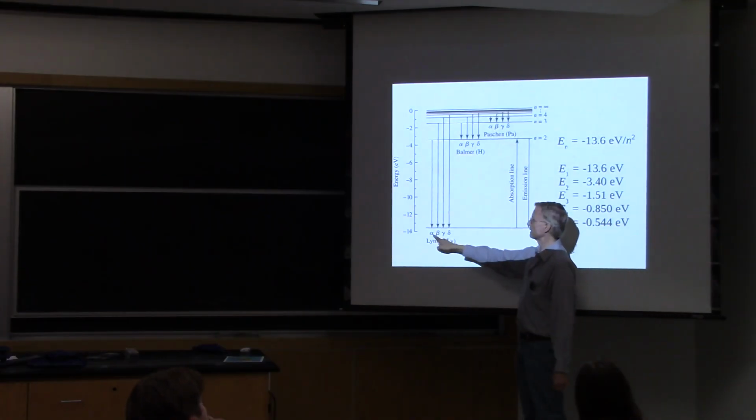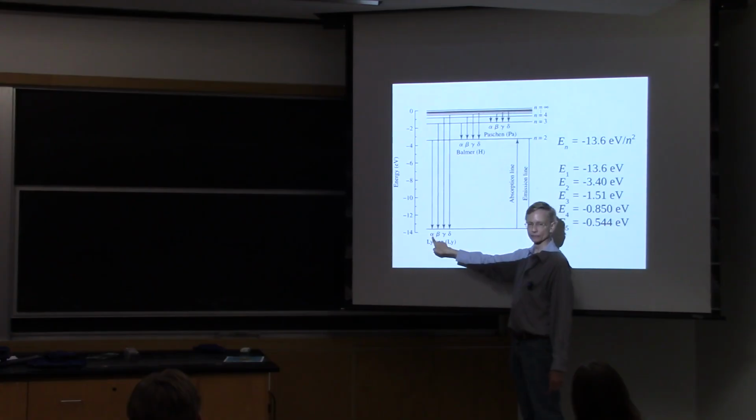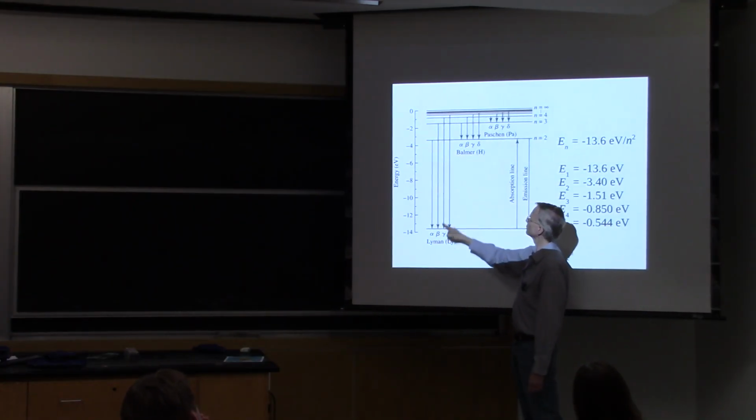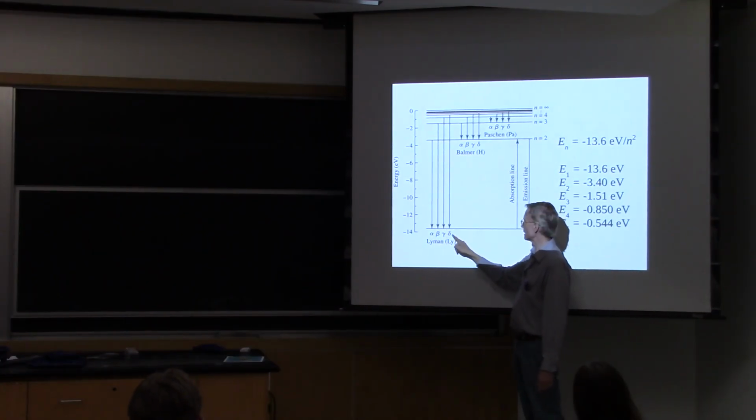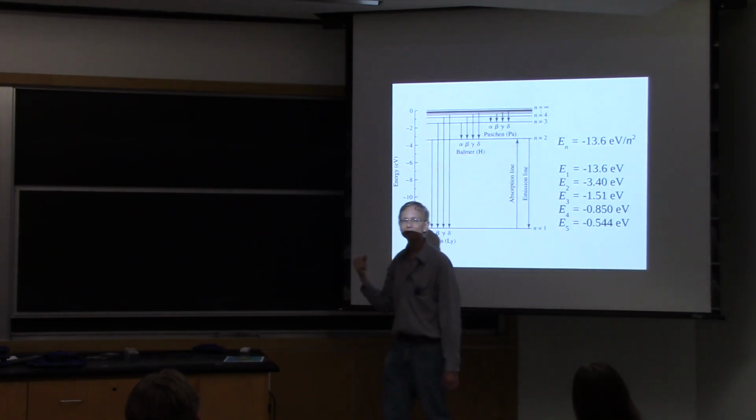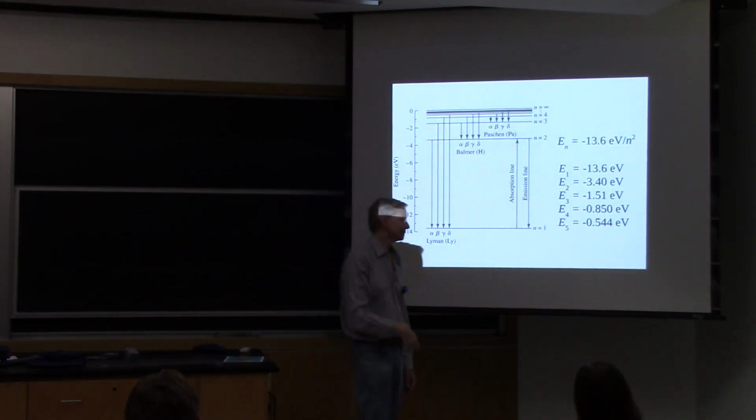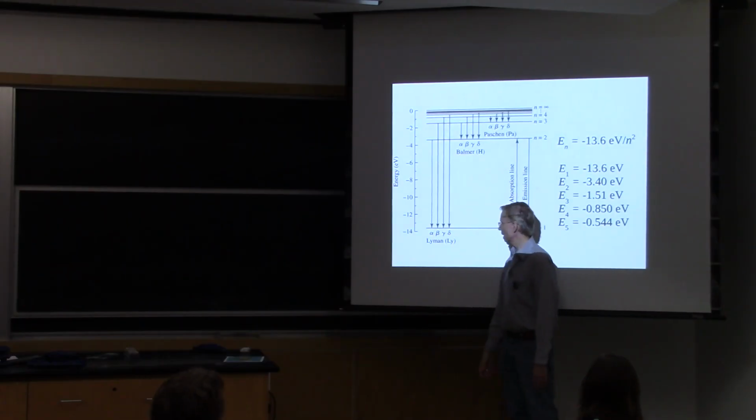That's called the Lyman alpha line. We give them Greek letters, where the lowest energy in the Lyman series is Lyman alpha, 1 to 2, either way. Lyman beta is 1 to 3. Lyman gamma is 1 to 4. Lyman delta is 1 to 5. What would Lyman epsilon be? 1 to 6, and so on and so forth, right? And so we have a whole series of spectral lines.